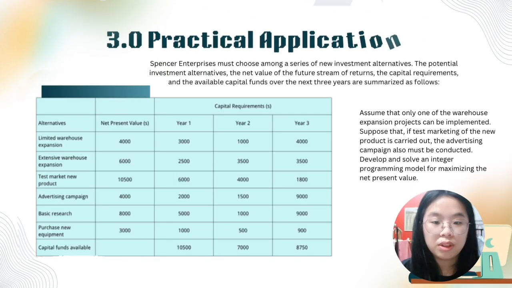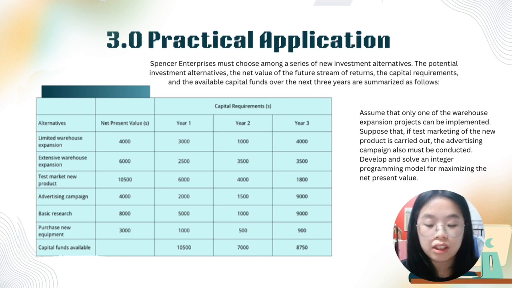Now I will continue with the particular application. Spencer Enterprises must choose among a series of new investment alternatives. The potential investment alternatives, the net present value of the future stream of returns, the capital requirements, and the available capital funds over the next 3 years are summarized in the table that I have shown.